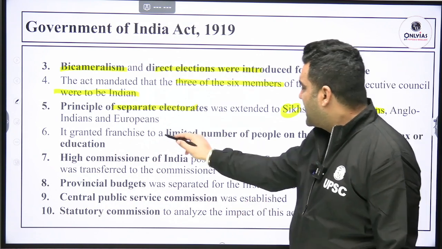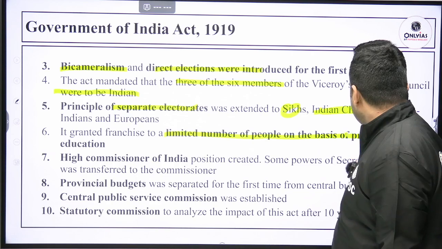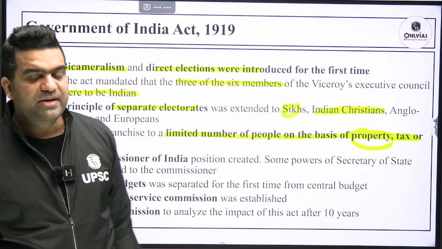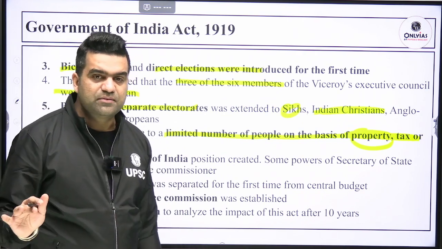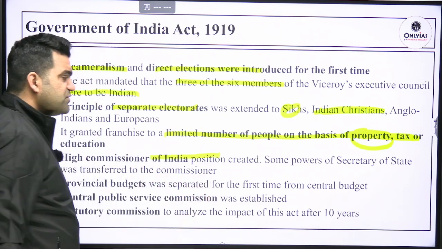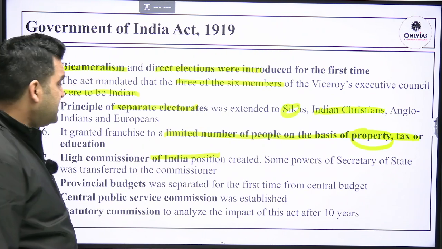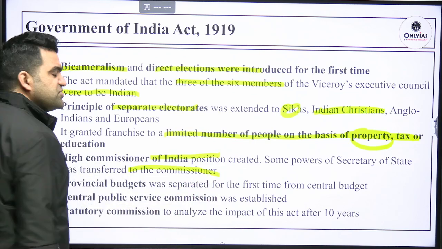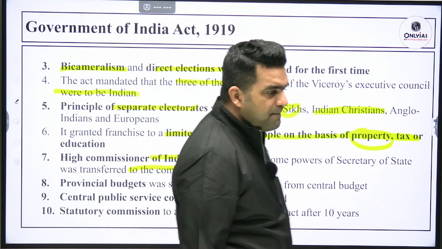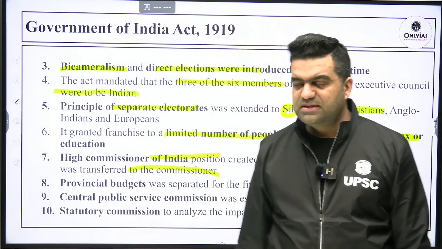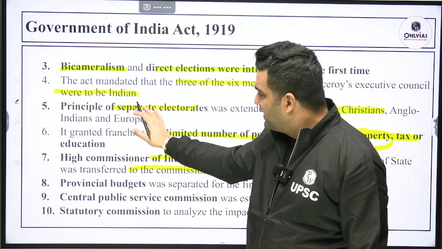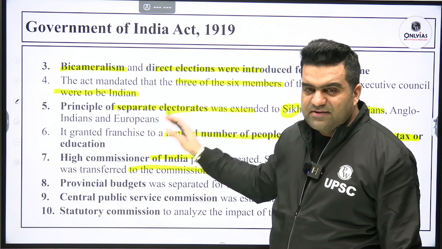It granted franchise to a limited number of people on the basis of property. People who are having property, who are paying tax, and on the basis of their educational qualification. Right? The High Commissioner of India's position was created. Some powers of the Secretary of State were transferred to the High Commissioner of India. Just an artificial division, so that the entire blame is not put on the secretary, just to legitimize the change, again the divisive tactics.